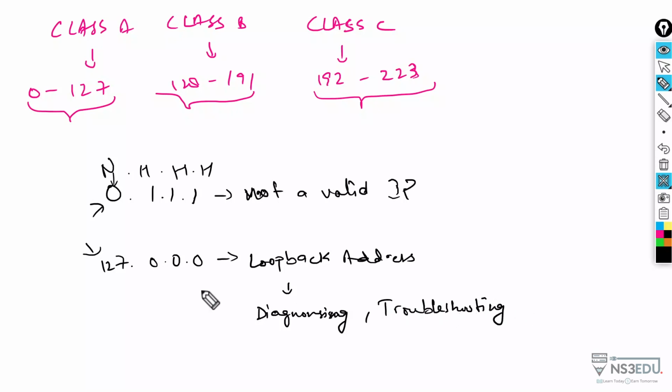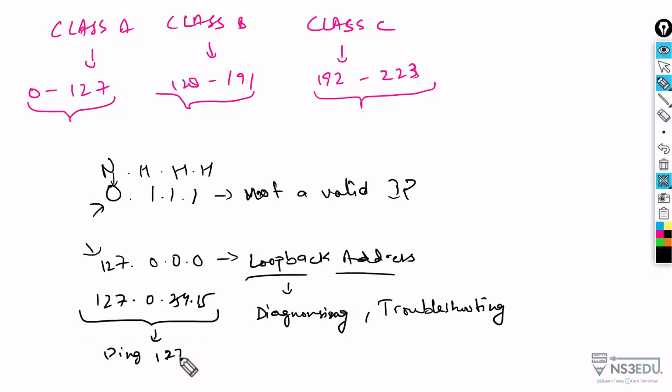So there are multiple purposes for loopback addresses, but take any IP address from this range, let's say 127.0.254.15, that is a random IP address that I wrote. You can ping this IP address and you can come to know whether your interface is working or not. So you will put this command in the command prompt, ping 127.0.254.15, and you will come to know that your interface is working. So that is the meaning of troubleshooting and diagnosing here.